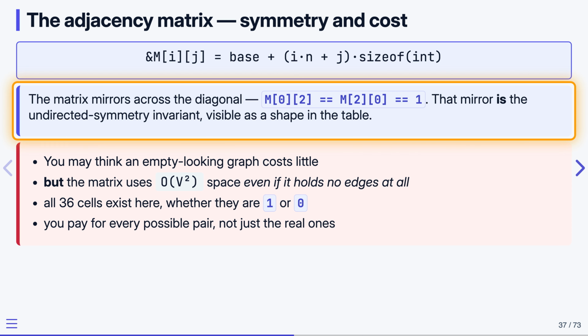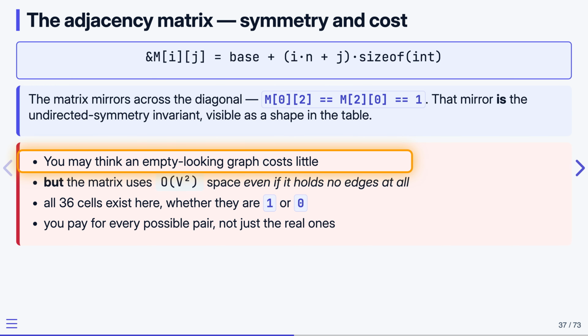Now look at the shape of the table. It mirrors across the diagonal. M at row 0 column 2 equals M at row 2 column 0, and both are 1. That mirror is the undirected symmetry invariant made visible.